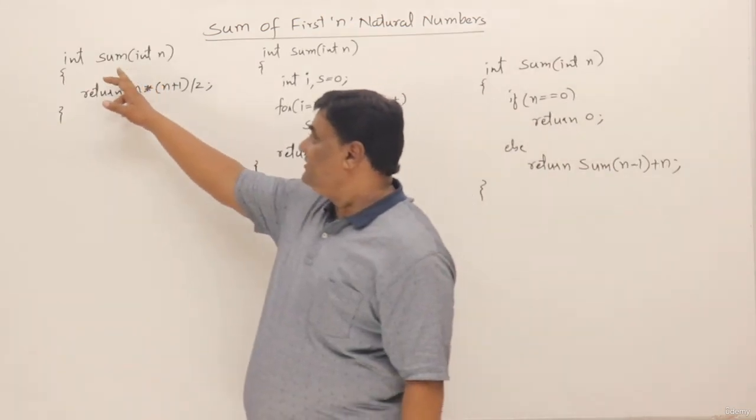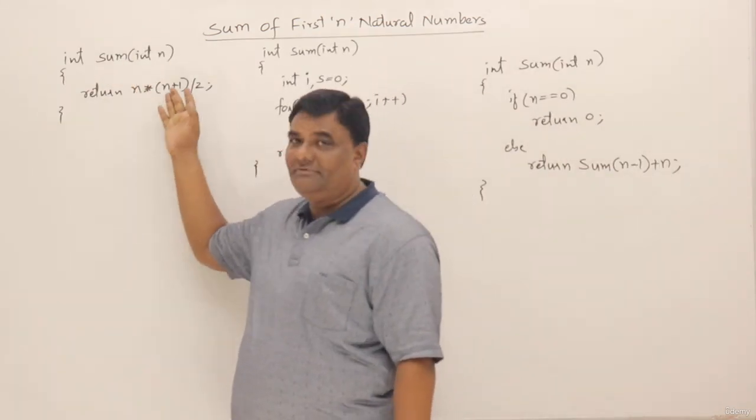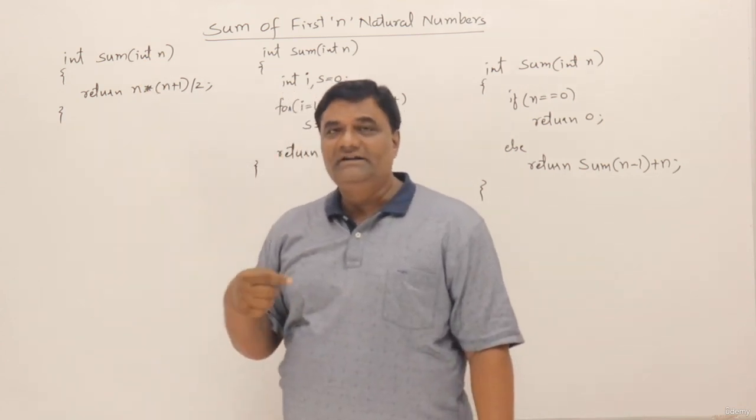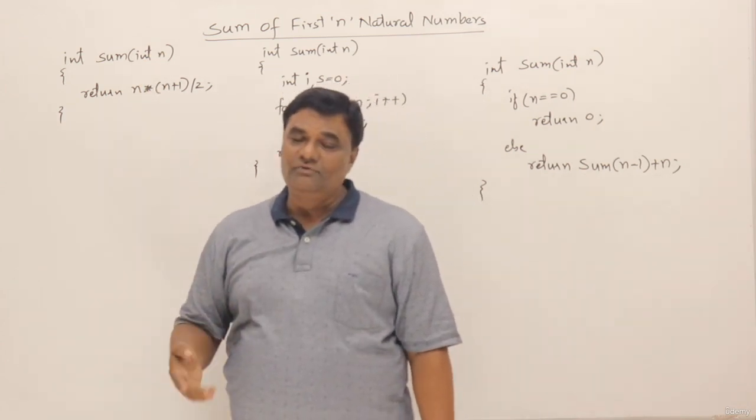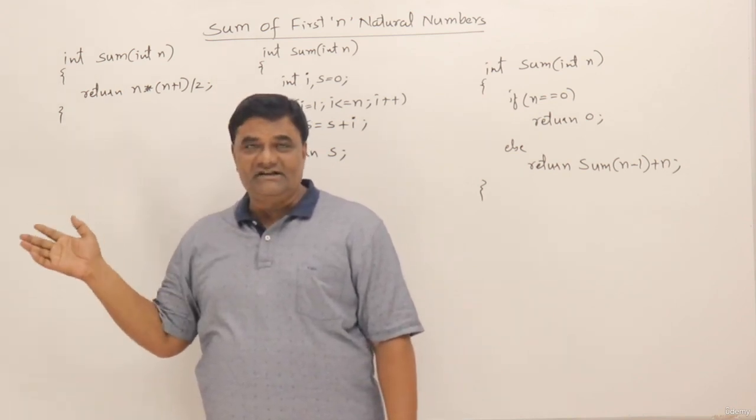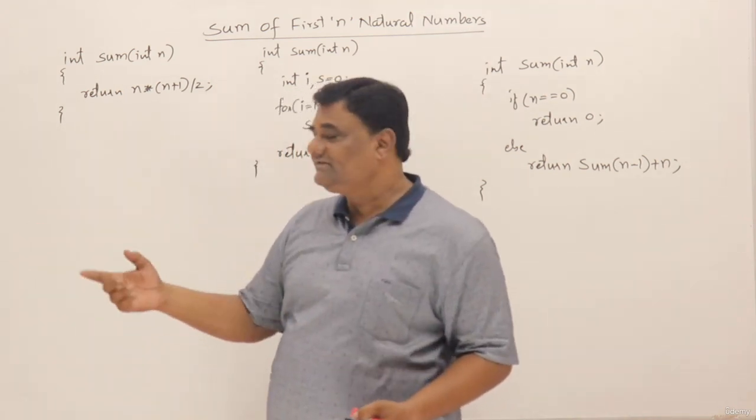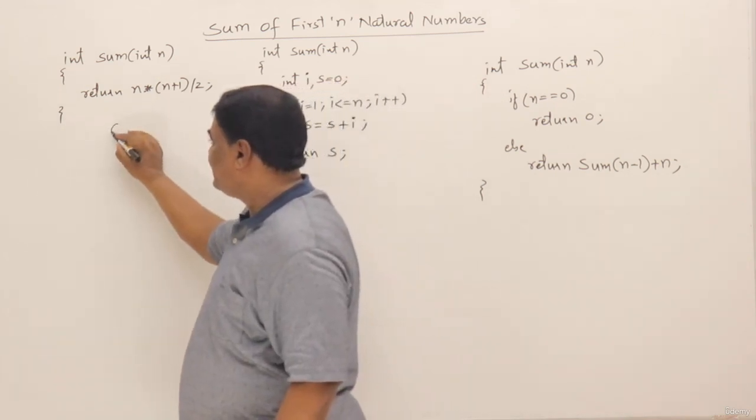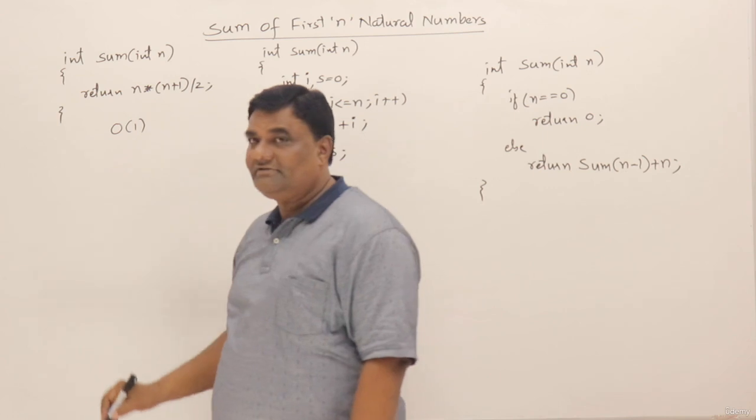Here I have a function for sum which is directly using the formula. If you pass the value n, then it will take the formula. Using the formula, it evaluates n into n plus 1 by 2 and returns the result. So this is the simplest function and it will take very less time. It is just constant time because it has to evaluate a simple expression. So I can say that the time taken by this function will be constant.